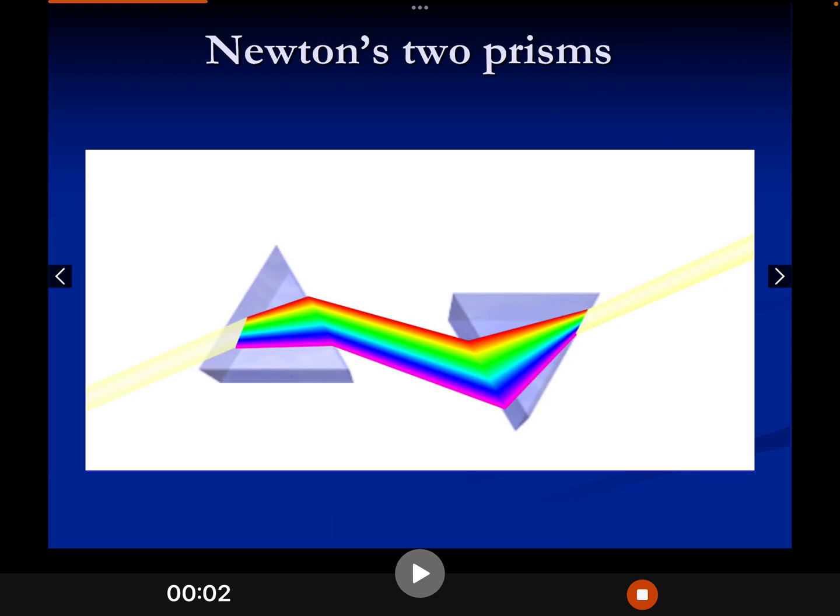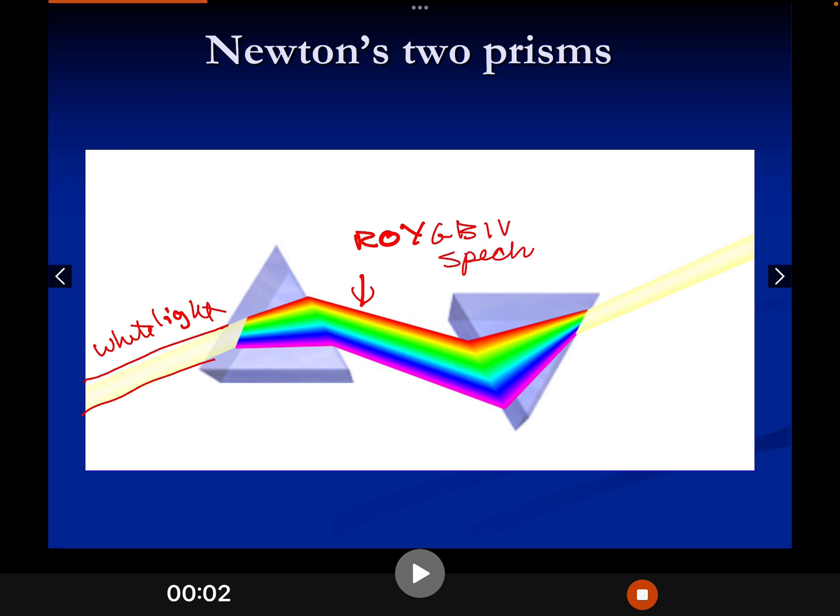Here's just another picture of Newton's experiment. Here's our white light. I like this one because it was in color. Here, of course, is our Roy G. Biv spectrum. And then you'll notice the different directions of the prisms, and then we're back to white light. Okay, next.